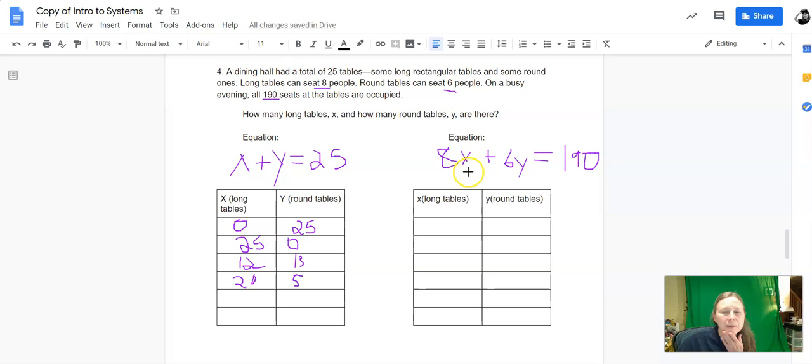So one possibility might be, let's say x is 5. 8 times 5 is 40. So then you have to ask yourself 6 times what would be the remaining 150. So let's do 150 divided by 6, and that would give you 25 round tables. Okay, so that's one combination that would seat you 190 people. And just go down the list and list other combinations that would work. Then we'll go to Desmos and we'll graph it. So pause there, we'll go to Desmos and we'll graph these two equations.